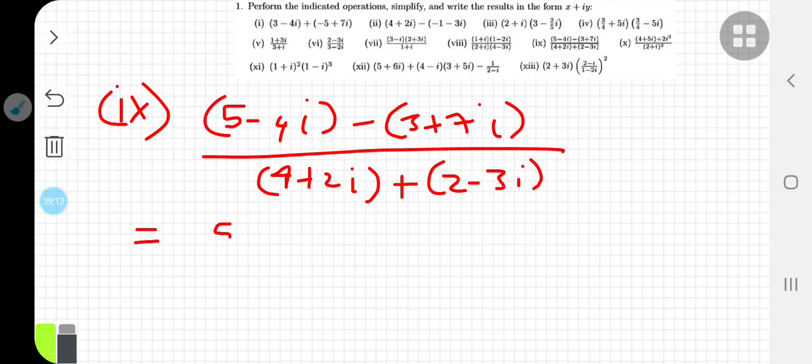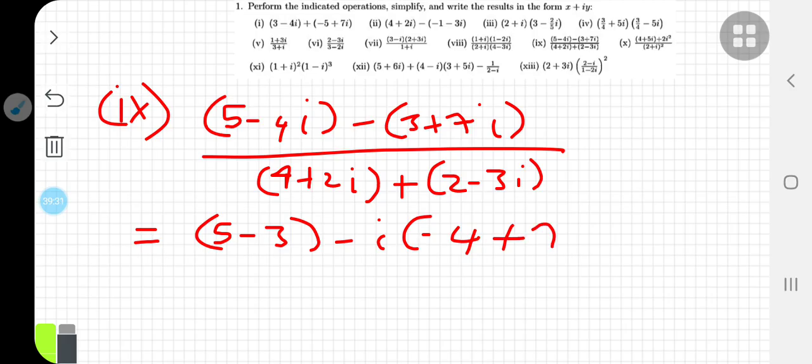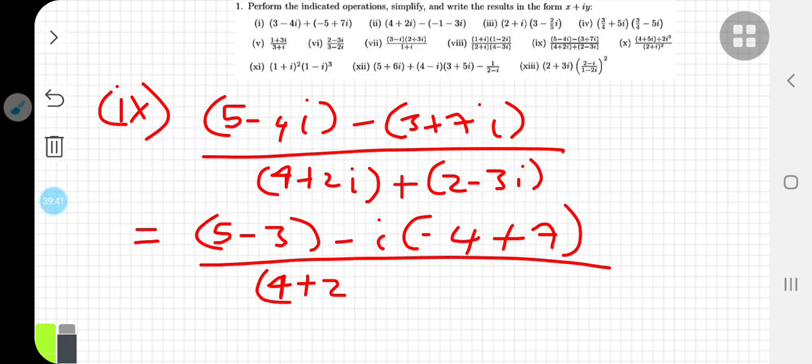I'll just say 5 minus 3, then I'm going to have minus i there, then negative 4 plus 7 there. Then I'm dividing this by 4 plus 2 there, and plus i. Then I'm having 2 minus 3 there.